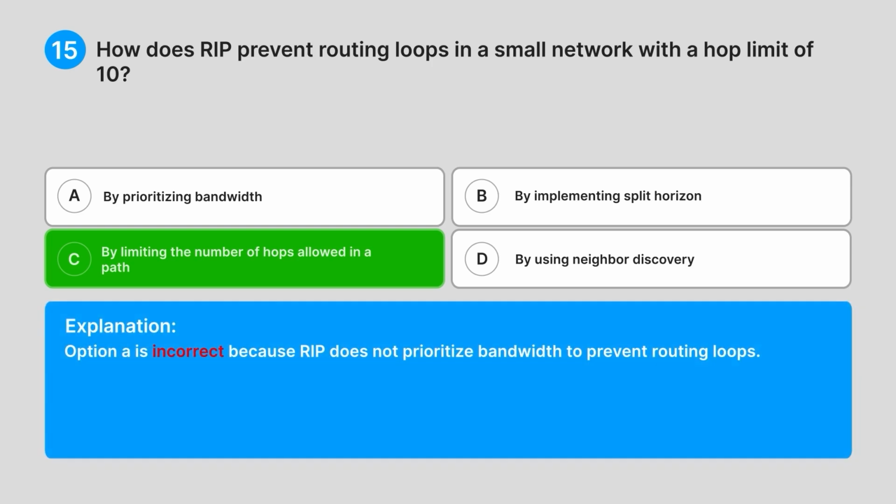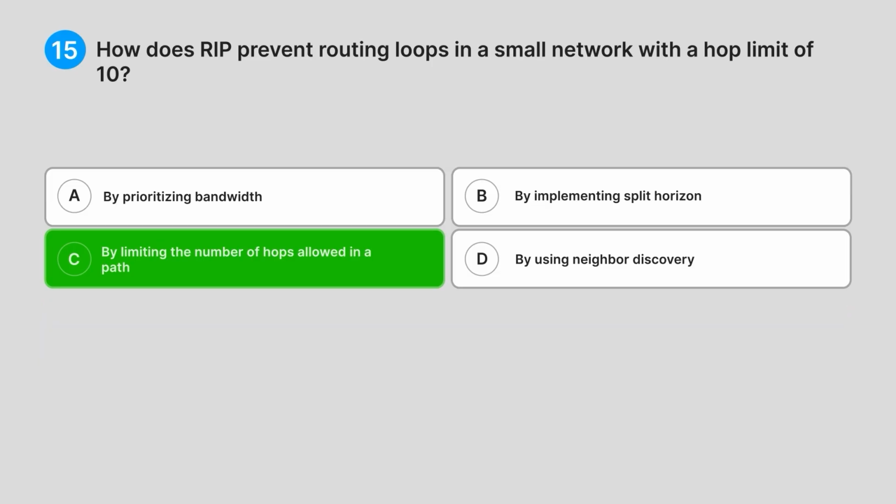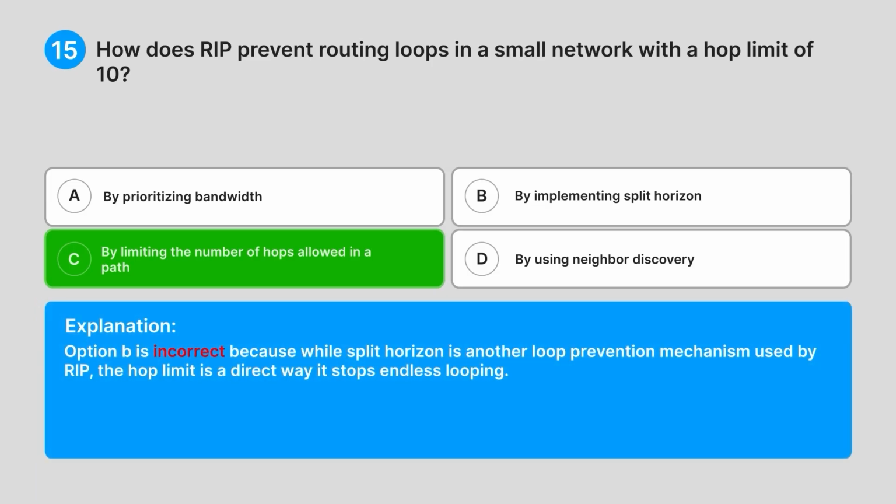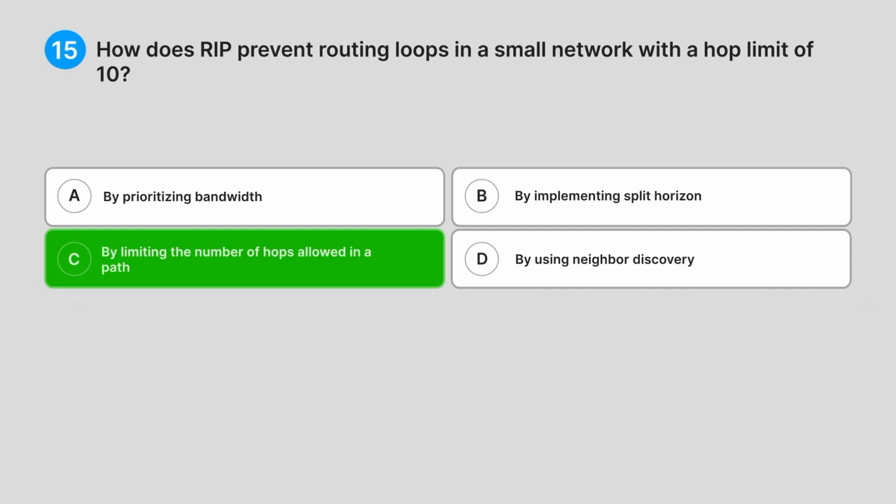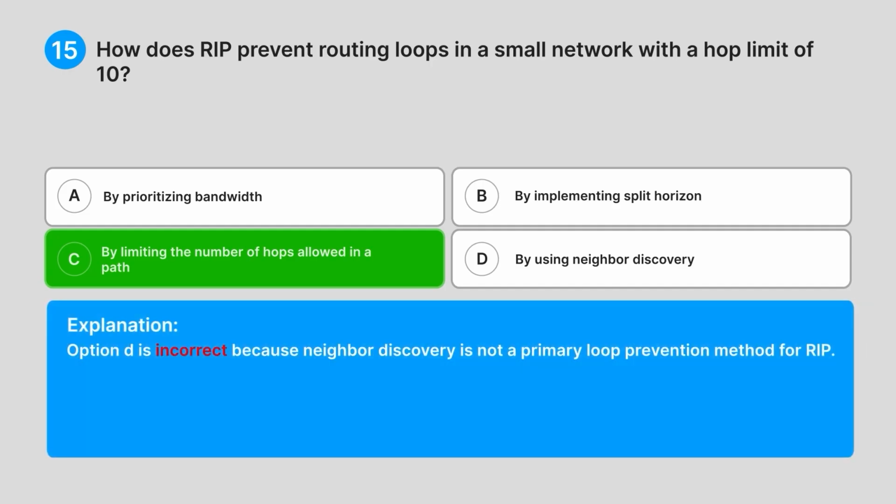Option A is incorrect because RIP does not prioritize bandwidth to prevent routing loops. Option B is incorrect because while split horizon is another loop prevention mechanism used by RIP, the hop limit is a direct way it stops endless looping. Option D is incorrect because neighbor discovery is not a primary loop prevention method for RIP.